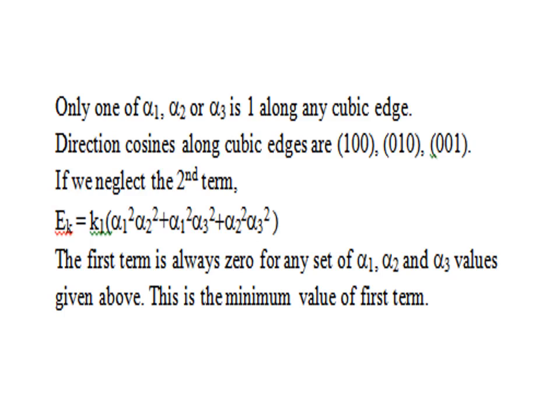If we neglect the second term given in the previous equation, Ek is equal to k1 times alpha 1 squared alpha 2 squared, plus alpha 1 squared alpha 3 squared, plus alpha 2 squared alpha 3 squared. The first term is always 0 for any set of alpha 1, alpha 2 and alpha 3 values given above. This is the minimum value of the first term.